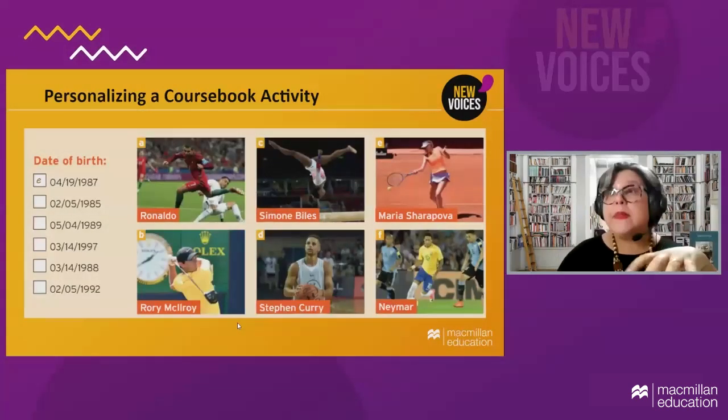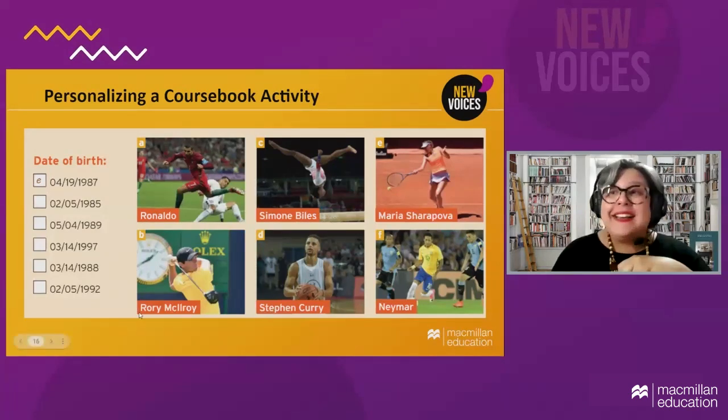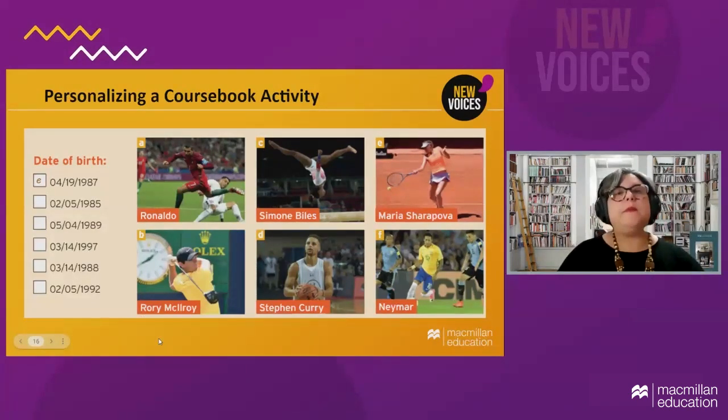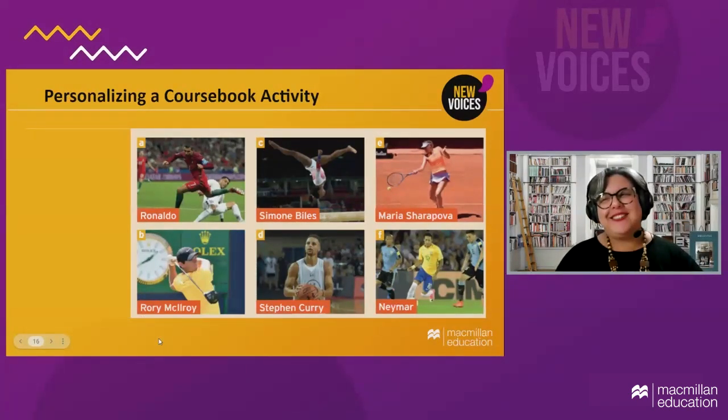All right. In this part, this is the listening part. The book suggests that the students need to know the date of birth of all these sports stars. My students are teenagers, guys. They are very young. They don't know anything. What do I do? I don't use this part. Sorry, Macmillan, I don't use this part.